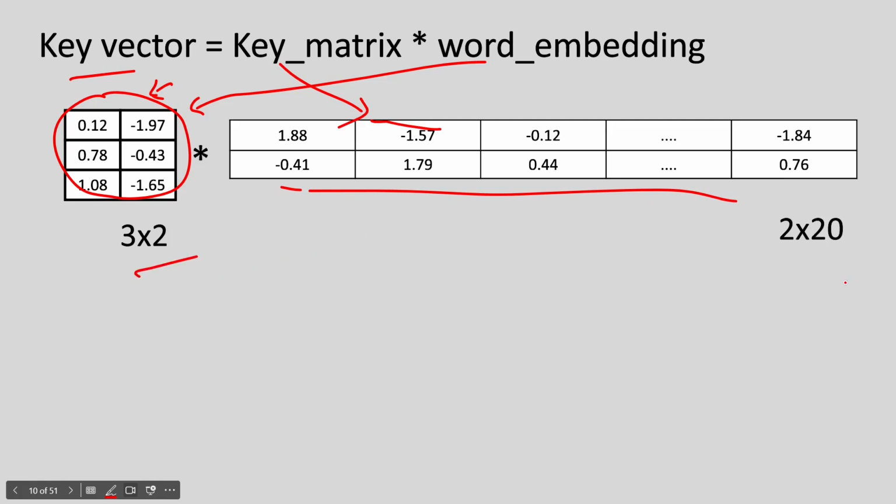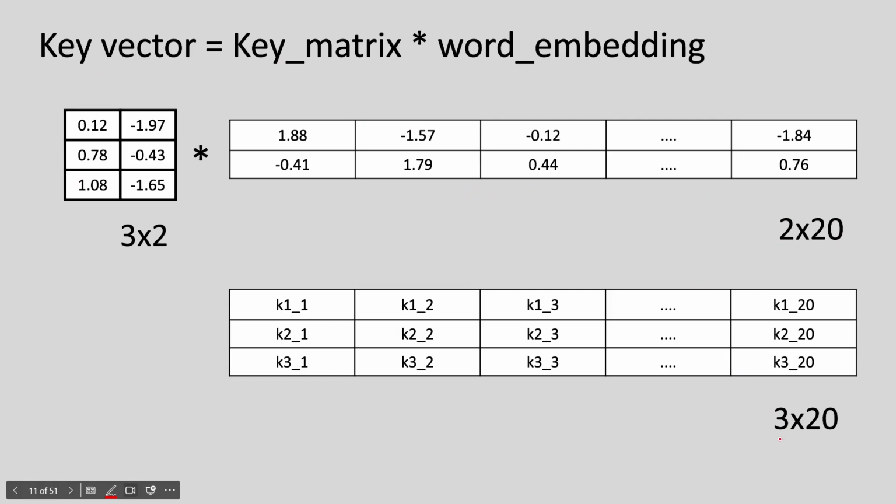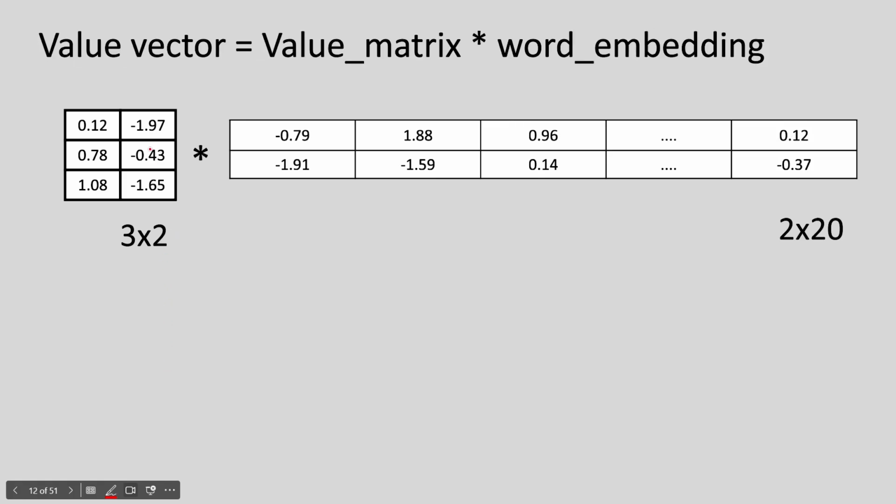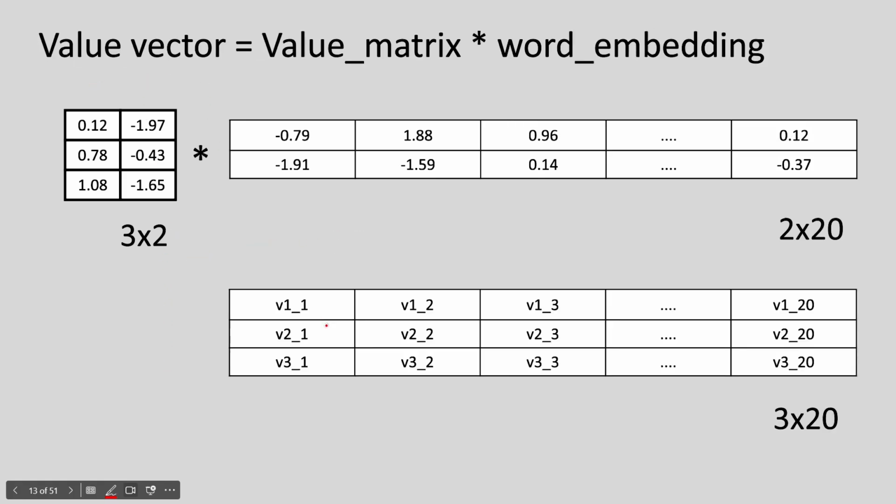Again, 3 cross 2 into, we have here, 2 cross 20. What you'll get? 3 cross 20, right? So you see over here, it's 3 cross 20. Again, this is the key vector for the word how, this is for are, and this is for the dash. Same thing for the value vector, same story.